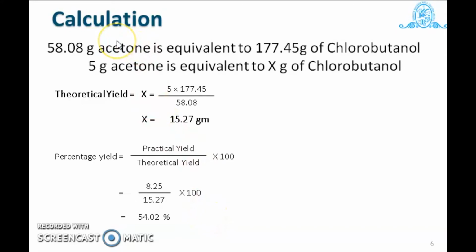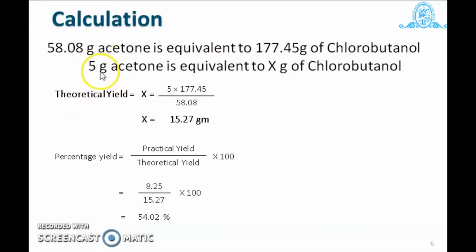Students, let us see the calculation part for our today's practical, that is synthesis of chlorobutanol. So 58.08 gram of acetone is equivalent to 177.45 gram of chlorobutanol. Now we have to find out the theoretical yield. For that we have taken 5 gram of acetone. Now we have to find out this 5 gram of acetone is equivalent to how much gram of chlorobutanol, and that is nothing but our theoretical yield.